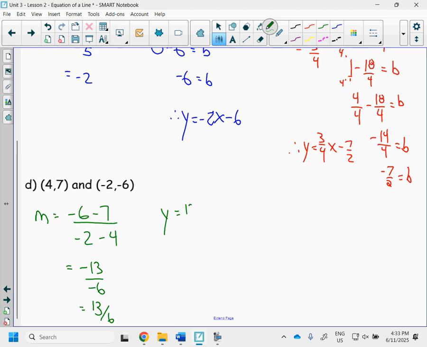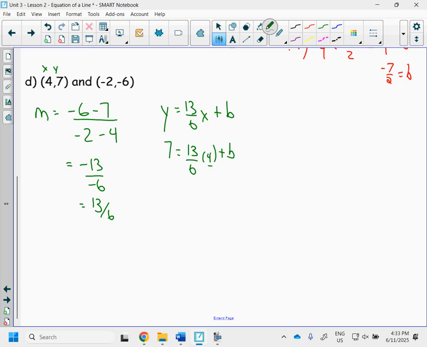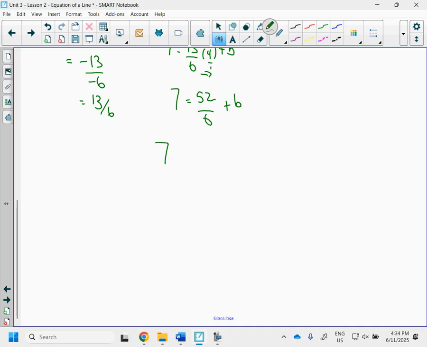Y equals mx plus b. I'm going to pick this point this time because those have positives, and I like positives. But you could use the other point if you want to. Same answer. Okay, remind myself it's got a 1 underneath it. 13 times 4 makes 52 over 6. I'm going to do 7 minus 52 over 6 is b.